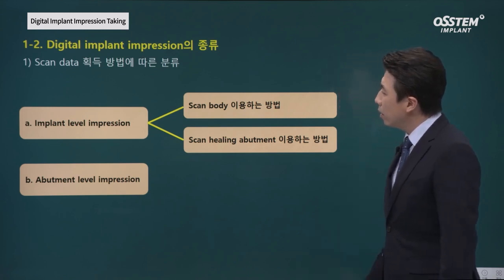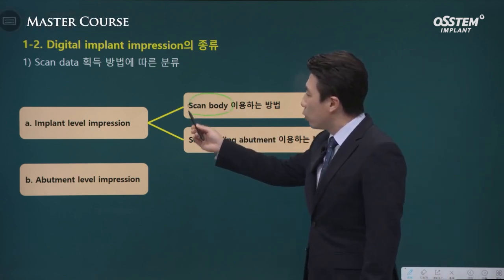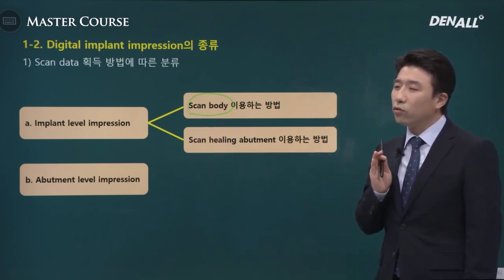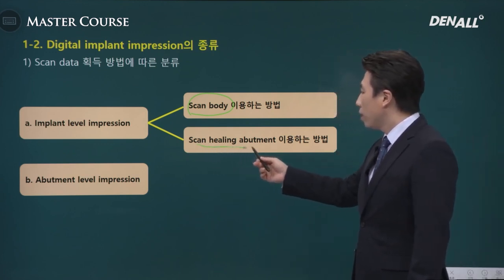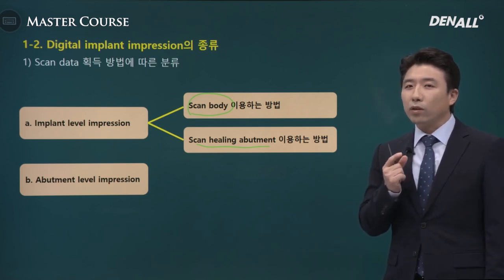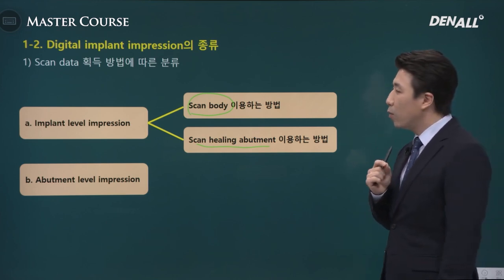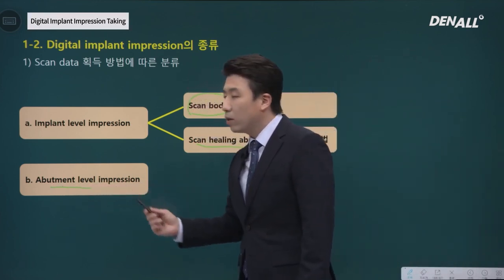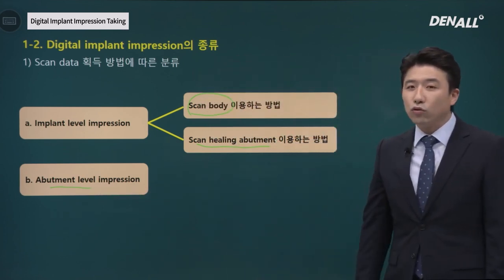For the scanned data, I talked about using the scan bodies for implant level impressions. You can use scan healing abutments, which are components having very important information for scanning. Next, abutment level impression can be taken using abutments. Let me explain about it.